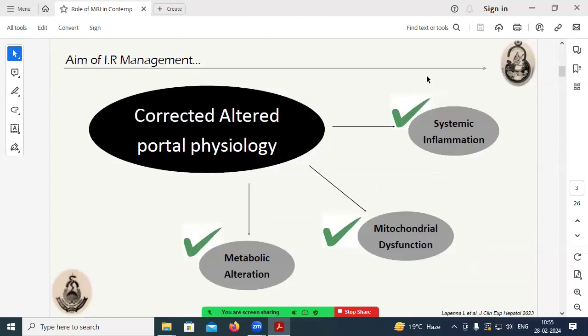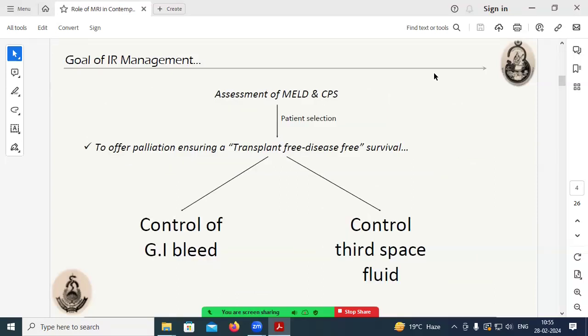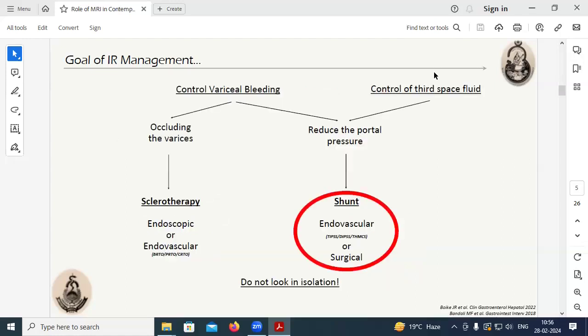But then all said and done, if we correct the basic pathology, that is the altered portal flow, the other things tend to fall in line. But then we have to understand what extra we have to do and how we have to evaluate it. The endpoint or the aim of treatment is obviously to offer the patient a transplant-free and a disease-free survival. And that is obviously done by controlling the third space fluid accumulation and the bleeding, which in turn can either be done by endovenous route sclerotherapy or a shunt creation, that is the endovascular route, that is the interventional radiology procedures, or a surgical procedure, or an endoscopic procedure.